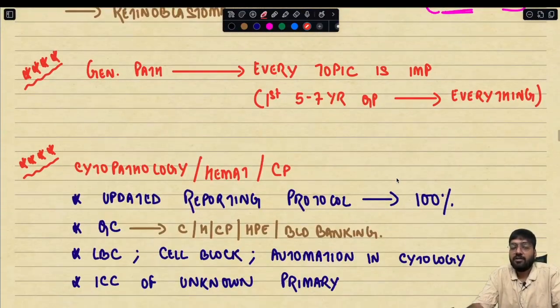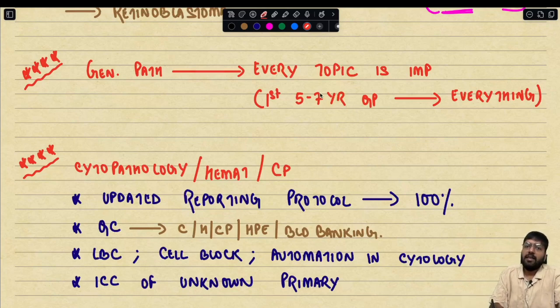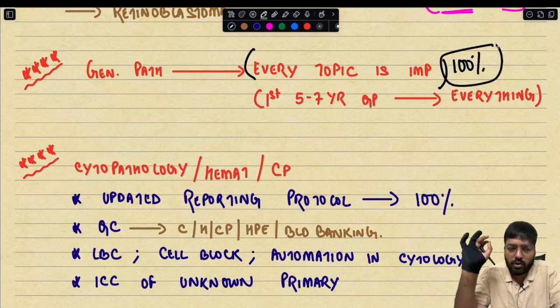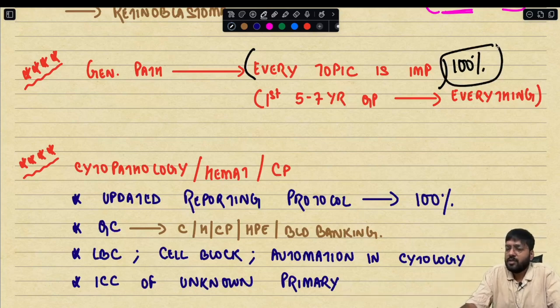Now comes the general path. Now among general path, the first 7 chapters, okay, they are very important, okay. Every topic under general pathology is not like I can give you any one topic that you go and read. No, 100% of general pathology is important, and they can ask you questions from anywhere, okay. There are no repetitions, they are asking just anything from anywhere.